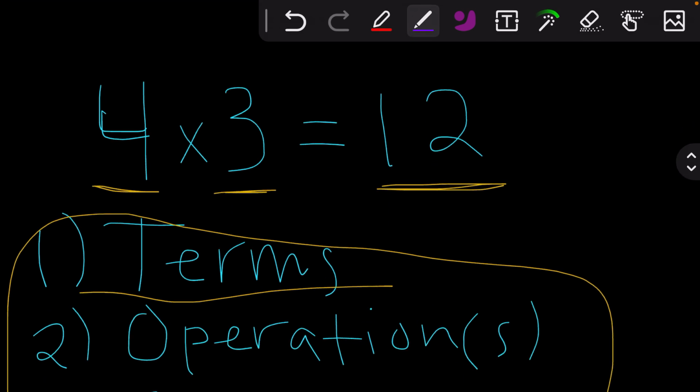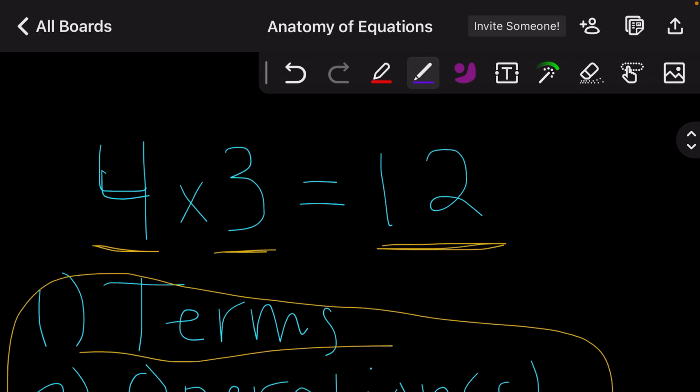Next we have operations. We could ask the question, well, why isn't this a term? Or why isn't this a term? That's not a bad question. But I'm going to explain that right now. It's because they're already something else. So we identified the terms.